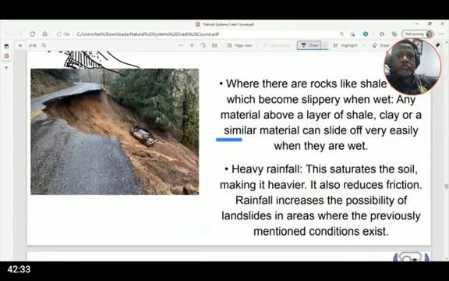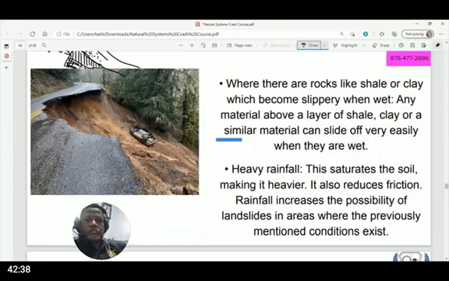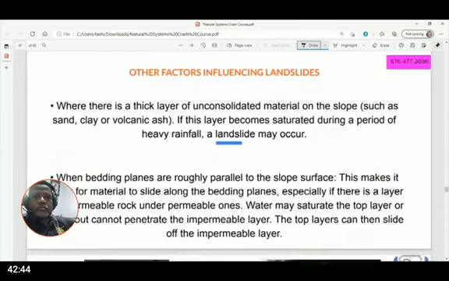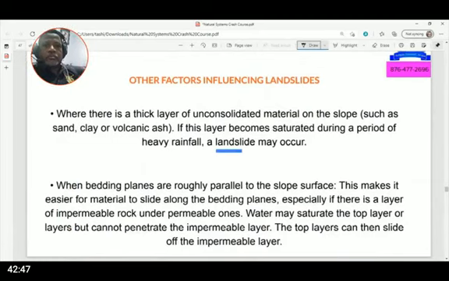So if you have an area that already had a slope, and then you already had some loose material on it, once it starts to rain, that loose material is just going to wash away. Some other factors that influence landslides: when there's a thick layer of unconsolidated material. So unconsolidated means loose. This is the geographic term for it, so you may see it on your exam somewhere. So it just means loose material.